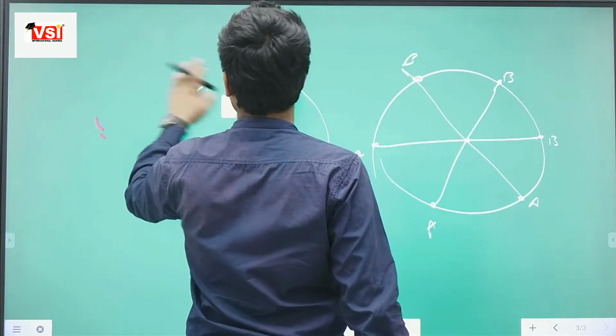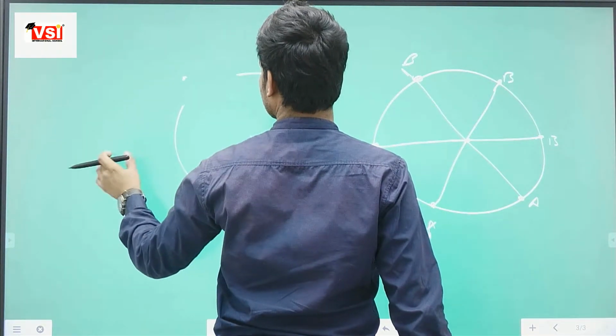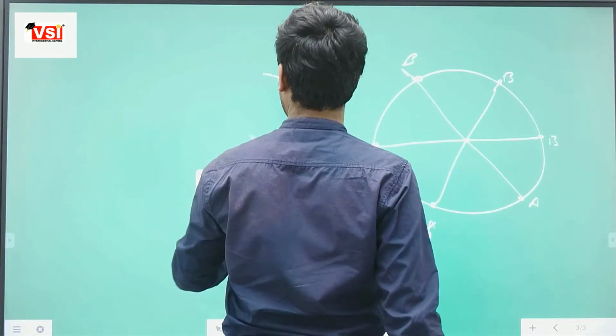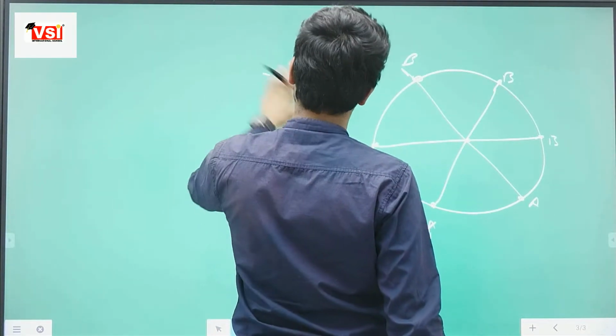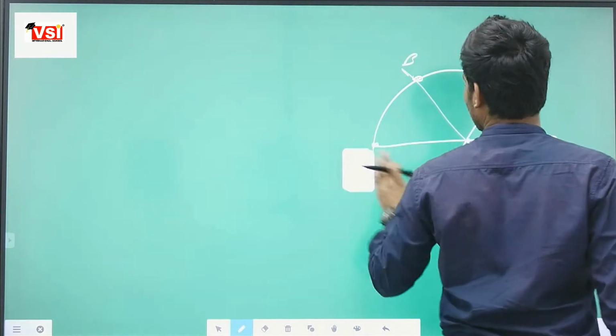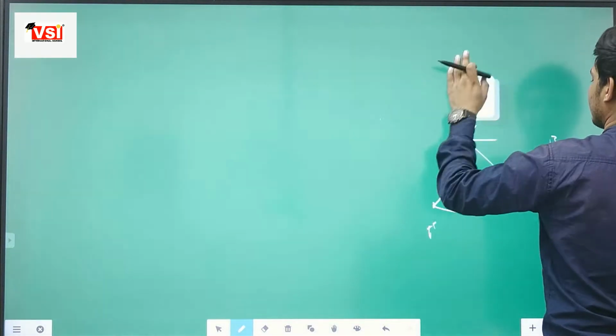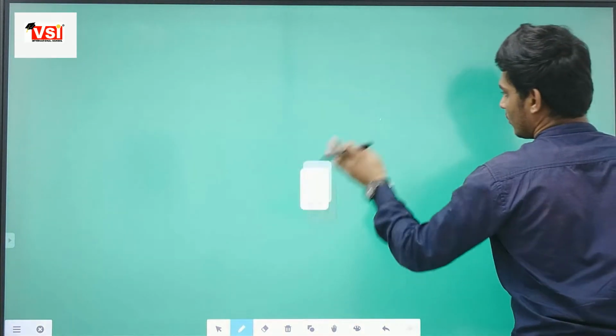Now let's solve the question. See what other things are given. So it is given as the moon is observed from the two diametrically opposite points A and B on the earth.